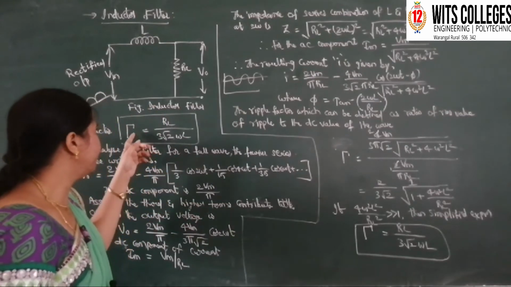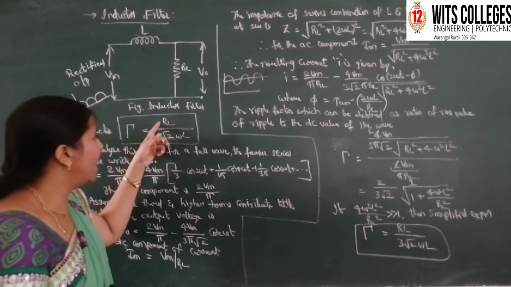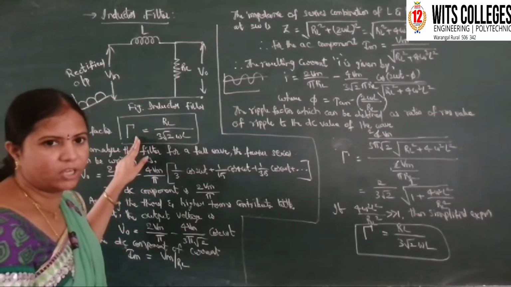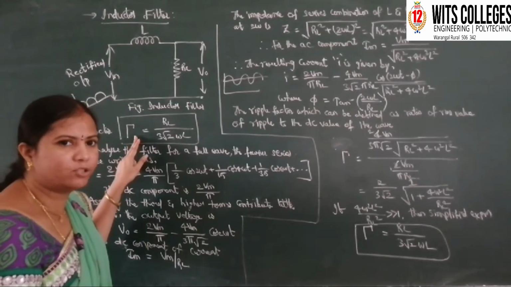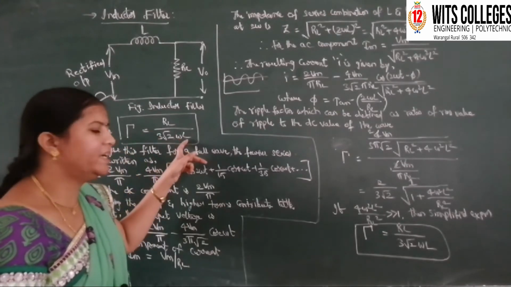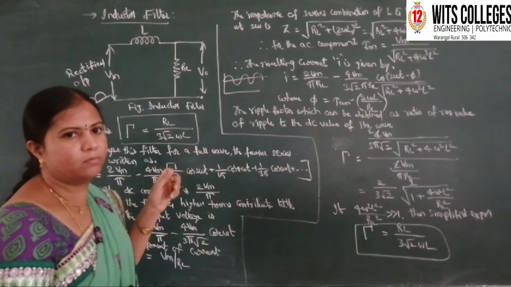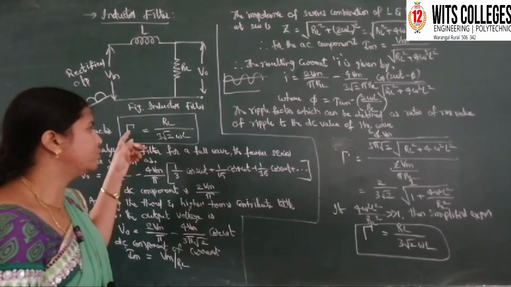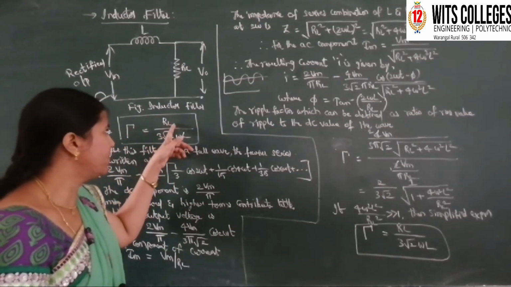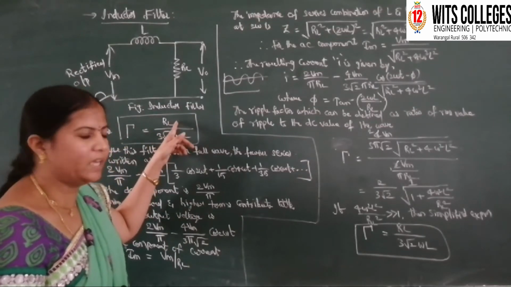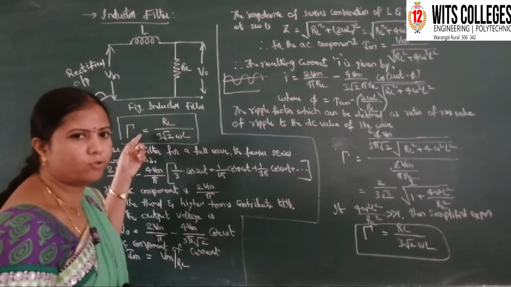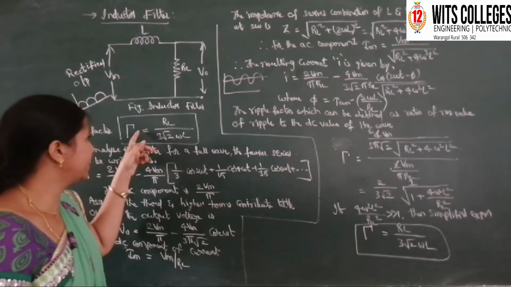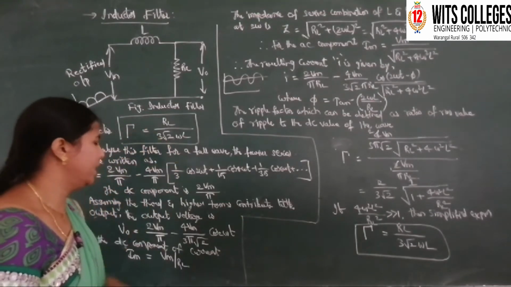Coming to the ripple factor of the inductor filter, it is RL by 3 root 2 omega L. In this equation, the ripple factor value is going to decrease when the inductor value is increased. When we take a large inductor value, the ripple factor value is going to decrease. And coming to the load resistance, when the load resistance value is decreased, the ripple factor value is going to decrease. This is the ripple factor equation, RL by 3 root 2 omega L.